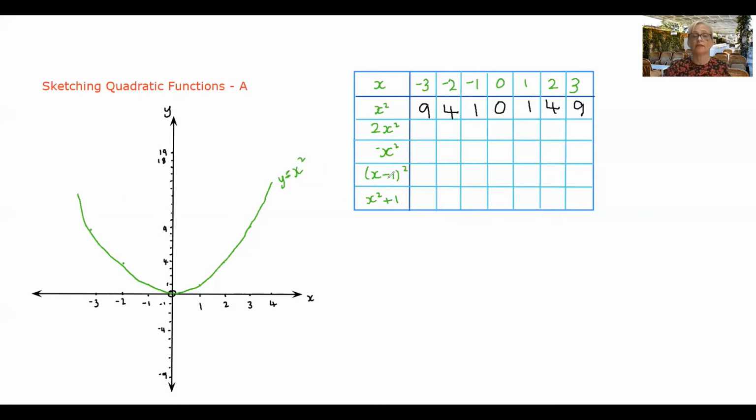Okay, let's consider what happens if we have y equals 2x squared. Well, it's going to be the same as x squared, but we're going to multiply everything by 2. So instead of 9, we're going to have 18. Instead of 4, we're going to have 8, etc. Let's see what this one is going to look like when we graph it. So -3, instead of 9, it's going to be up at 18. -2 is going to be at 8. -1 is going to be here. We're still going to have 0 here. 1, 2, 2, 8. And 3 at 18.